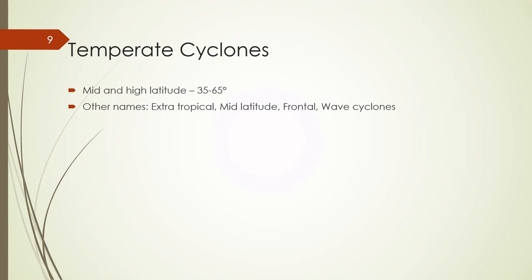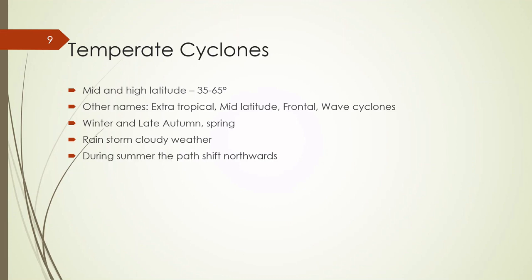All right. Next, the presence of temperate cyclones is usually experienced during the winter, late autumn and spring seasons. So they are very much seasonal, unlike the tropical cyclones. There is rainstorm and cloudy weather formed due to the temperate cyclones. They will have heavy downpour, and during the summer the path shifts northwards and usually they move along with the jet streams. Okay, so we will discuss that later.